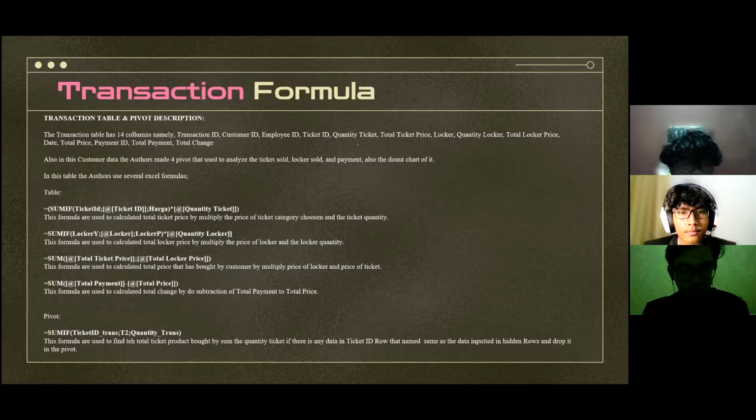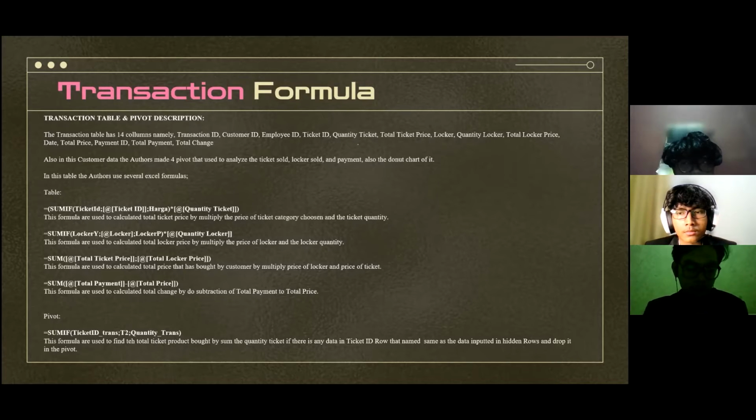Next, in sum, use total ticket price and total locker price. These formulas are used to calculate the total price bought by the customer by adding the price of lockers and the price of tickets. Next, in sum, use total payment and total price. These formulas are used to calculate total change by subtracting total price from total payment.